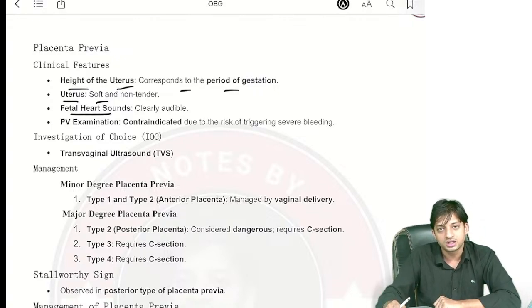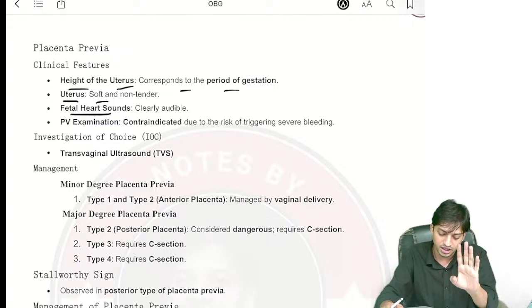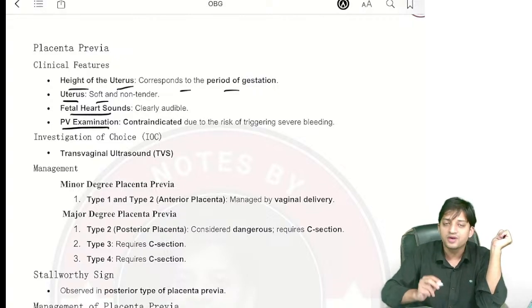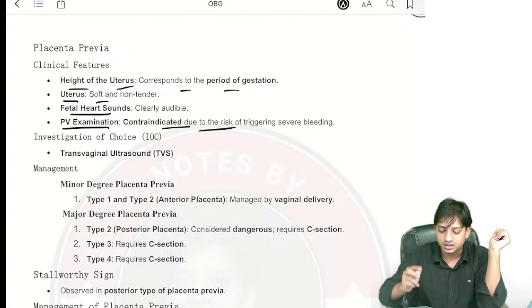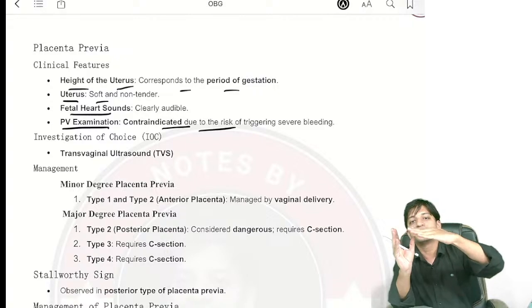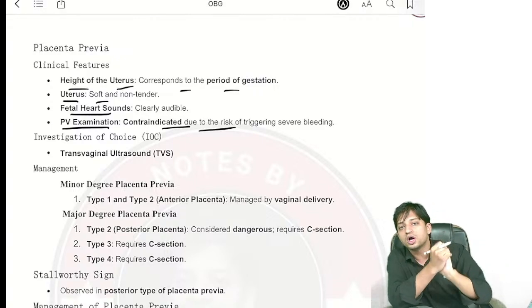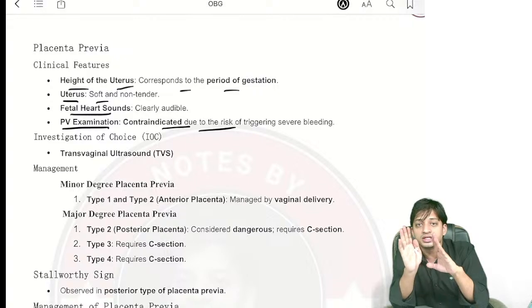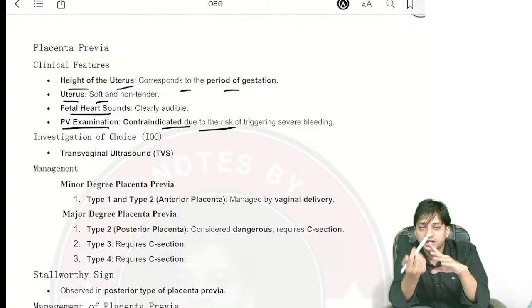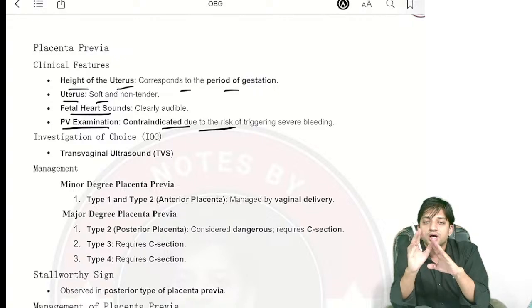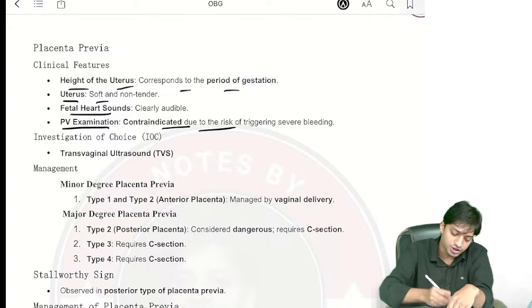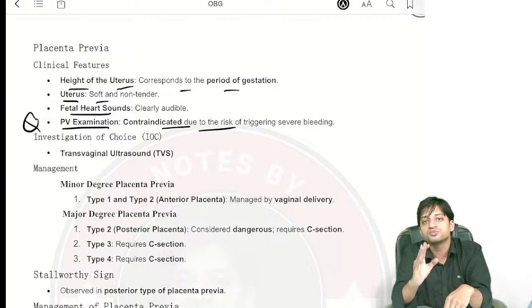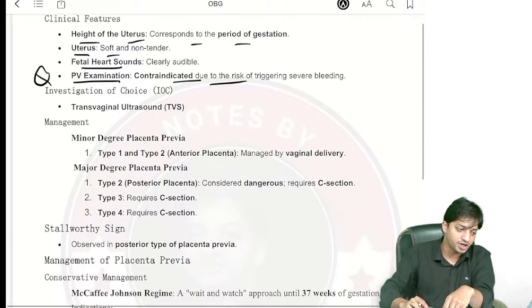What about the fetal heart sounds? The fetal heart sounds here will be clearly audible. In the pervaginal examination, you will see it is contraindicated. Why? Because there is risk of triggering severe bleeding. I told you the placenta is located in the lower uterine segment near the os. So if you are doing pervaginal examination, there is high risk that you may damage or cause a tear to the placenta or part of it and to the placental vessels, and this can trigger severe bleeding, right? So pervaginal examination is contraindicated. This is an important MCQ point if you suspect placenta previa. Just pay attention to it.